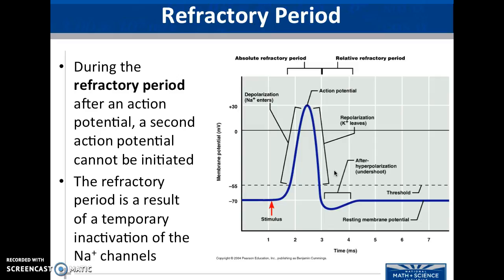We also see that we have a refractory period, which is basically when a second action potential can't be initiated. The refractory period is a result of a temporary inactivation of the sodium channels. So basically that rising phase cannot happen again for a certain amount of time. It prevents the cells from becoming exhausted.